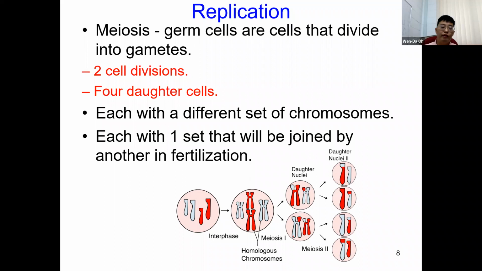Okay, so if you look at meiosis, meiosis is another process concerning the germ cells that divide into gametes. So you have two cell divisions which produce four different daughter nuclei. This is mostly in our reproductive cells. So this is 23, and the other one is 23, male and female. Both will be combined later on to form 46.